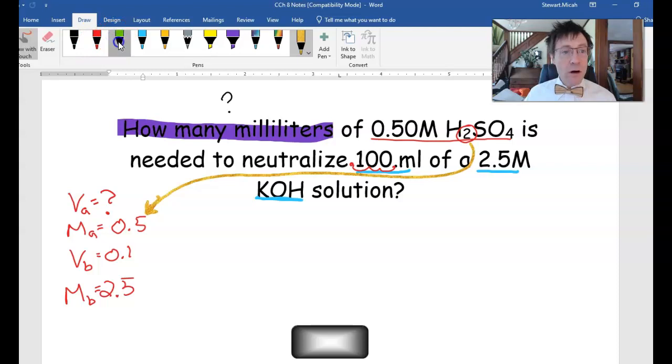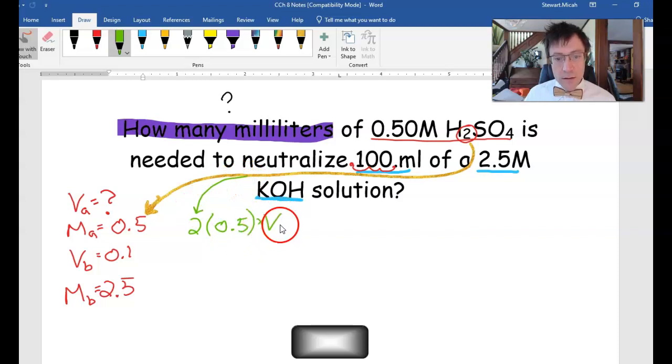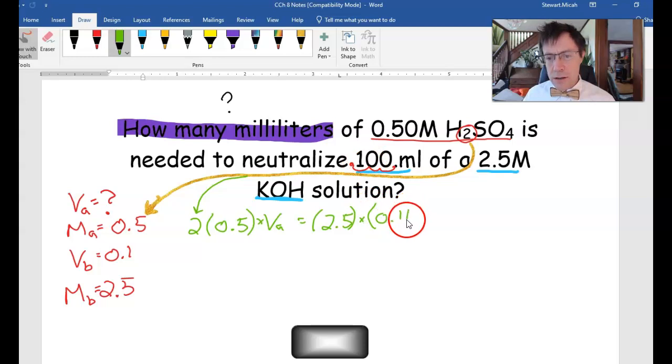So when we do our equation, it looks like it's going to be MAVA = MBVB. So the MA is 0.5. And I'm going to put a 2 out in front of it, right? Because of this, right? That's where that comes from. Times that equals MB, the molarity of the base, times the volume of the base, which in this case we're going to put as 0.1 liters. You guys get it?